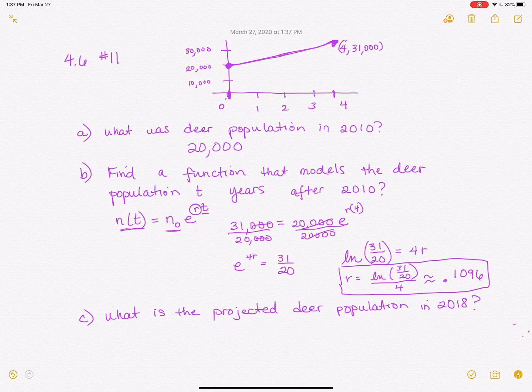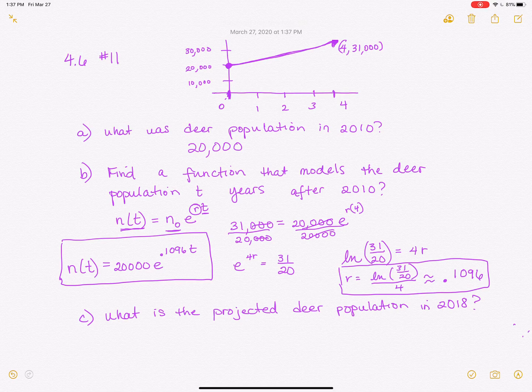All right, so now going back to my original equation, now that I've found the relative growth rate, I can go back and I go, okay, here's my model in terms of t. My model is going to be n of t equals my initial population, which was 20,000, times e raised to my relative growth rate, which was 0.1096, times t. So there's my model in terms of t after t years. And that's what the question was asking for.